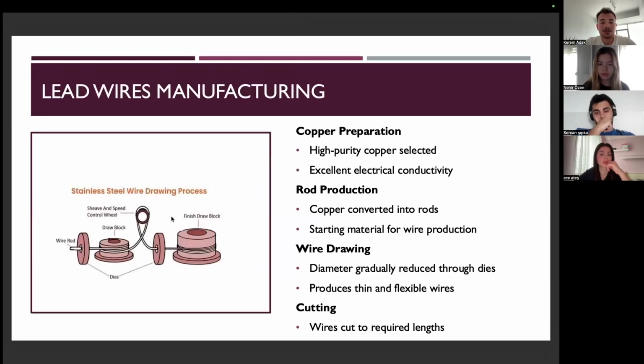Next, wire drawing. In this process, copper rods are pulled through a series of dies to make them thinner. As the rods become thinner, flexible copper wires are produced. During production, the size and quality of the wires are checked regularly. After the wire drawing, the wires are cut into the required lengths for the bulb design.